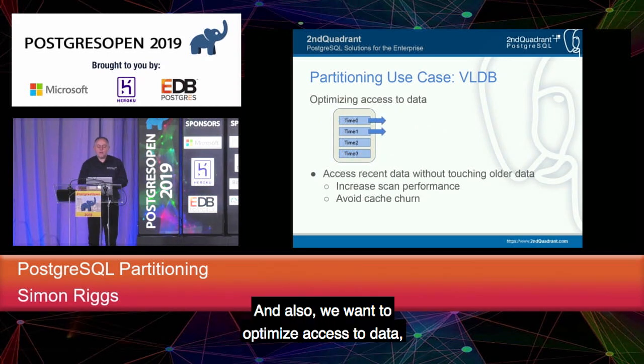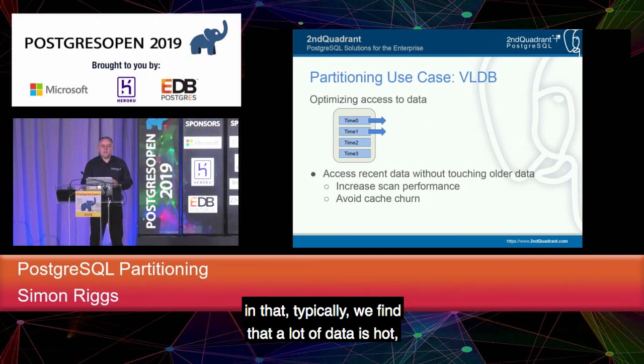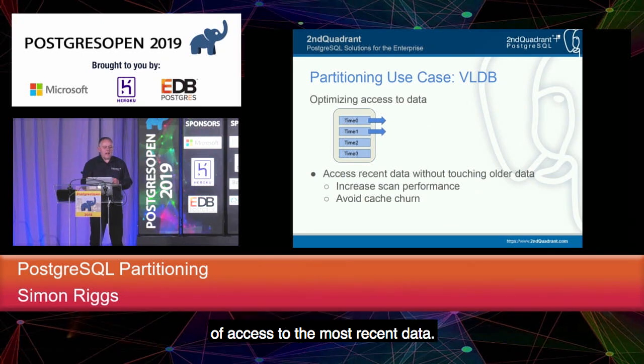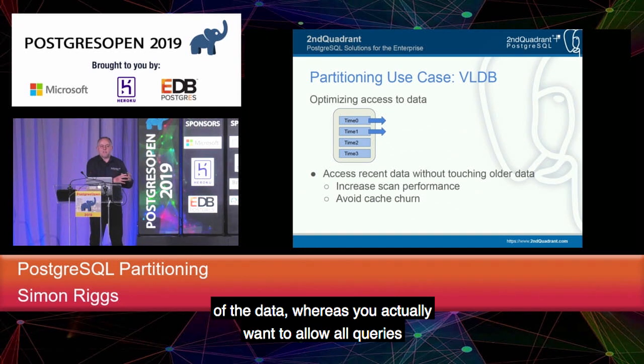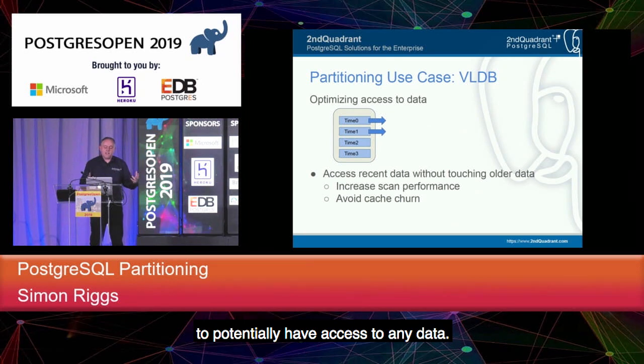And also we want to optimize access to data in that typically we find that a lot of data is hot, meaning it's accessed frequently, and other parts of the data tend to be accessed less frequently. So you end up with a sort of Poisson distribution of access to the most recent data. So that gives you a case where you really want to optimize most queries for access to a small subset of the data, whereas you actually want to allow all queries to potentially have access to any data.